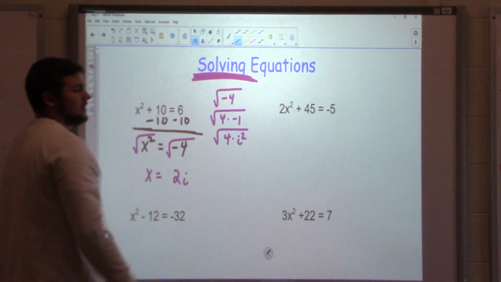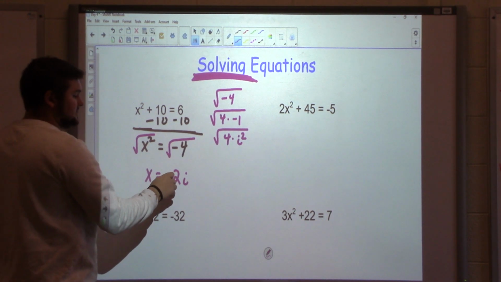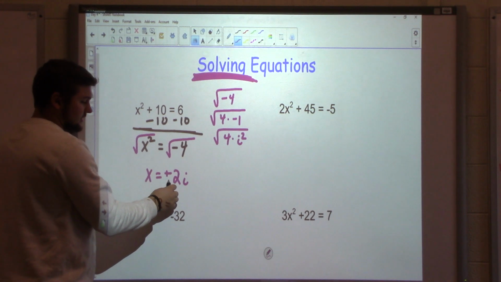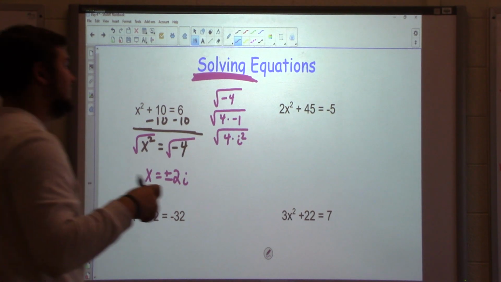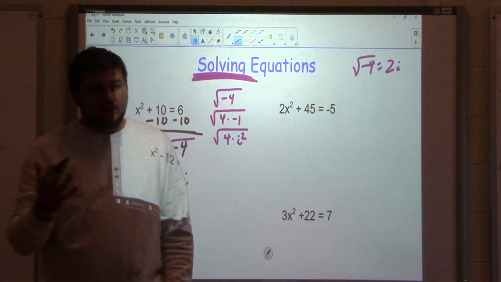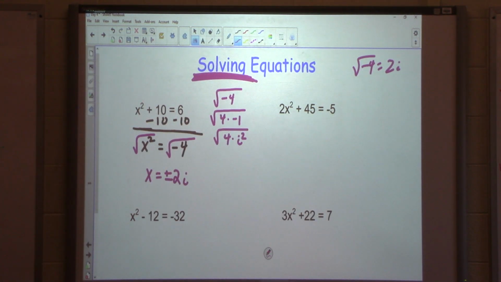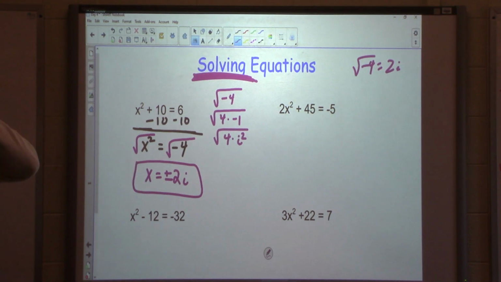Now, when we are solving, that's our key word here. When we are solving, we should always get 2 answers. Because not only is it positive 2i, it's also negative 2i. Right? If we're just simplifying expressions, like if I say, what is the square root of negative 4? That's just 2i when it's simplified. But if I say we need to solve it, then we could have either answer, either positive 2i or negative 2i. So you need to have 2 answers when we are solving. If on the test you only have 1 answer, it's wrong. 2 answers when we are solving.